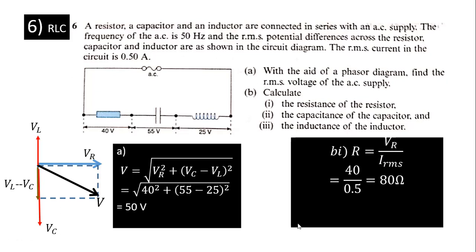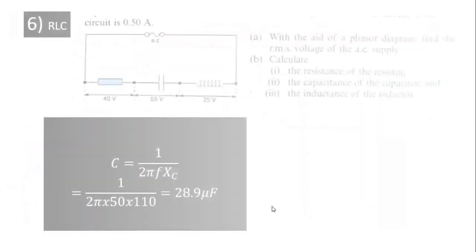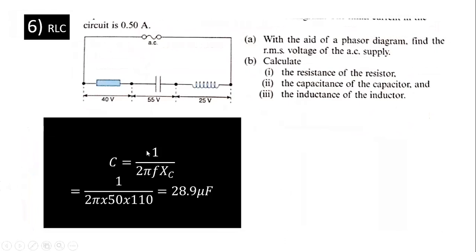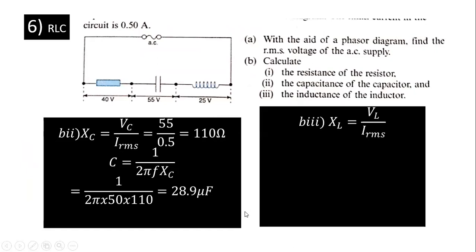Capacitance of the capacitor: find your XC first. XC is VC over the root mean square current. That's your 55, and that's your current. Okay, out. And from this equation, you can calculate your C. Substitute your f as 50, XC is 110. Get this value.